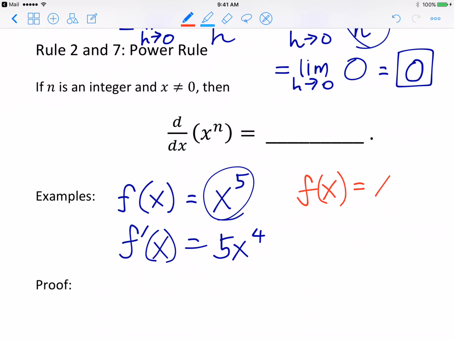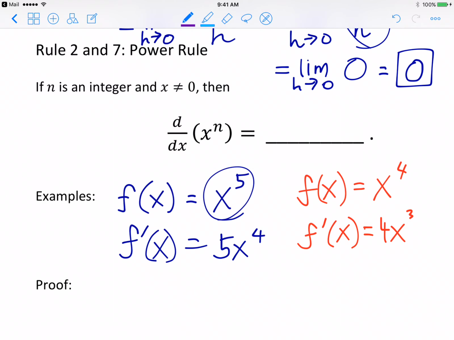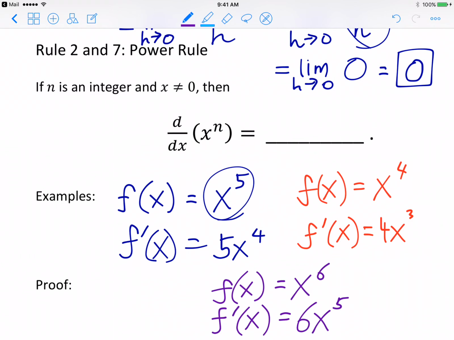If f of x happens to be x to the fourth power, then the f prime of x would be 4 times the x to the third power. Let me use a different color for the next one. If f of x happens to be x to the sixth power, then the f prime of x would just be 6 times the x to the fifth power. Okay, I think you're getting a pattern.